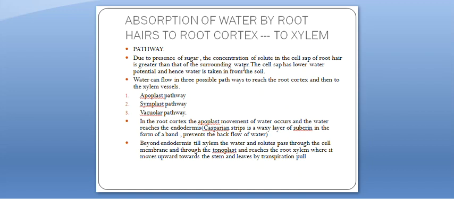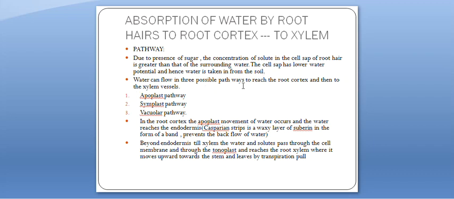The absorption of water is by root hairs, from root hairs to root cortex to the xylem. What's the pathway? Due to the presence of sugar, the concentration of solute in the cell sap of the root hair is greater than that of the surrounding water. The cell sap has lower water potential and hence water is taken in from the soil.